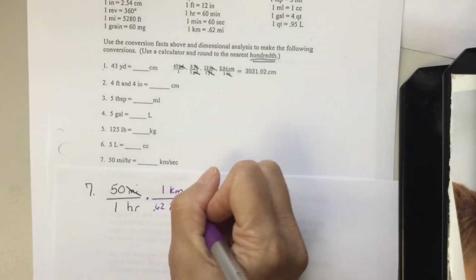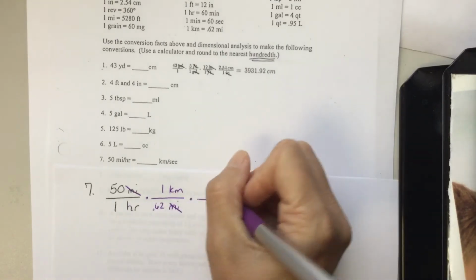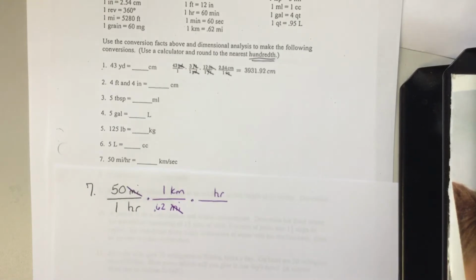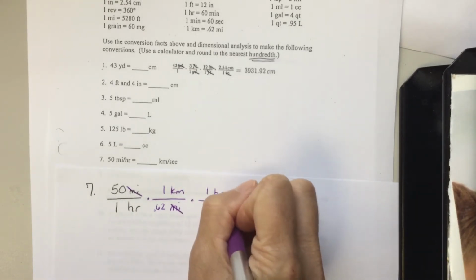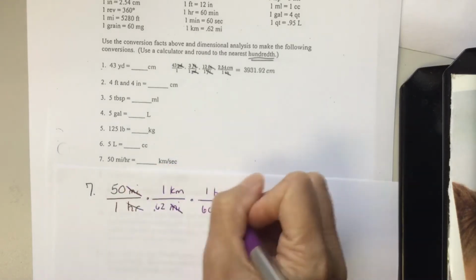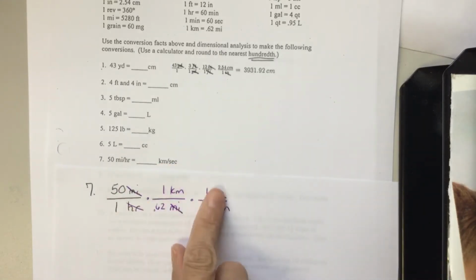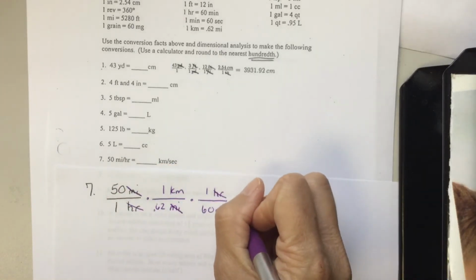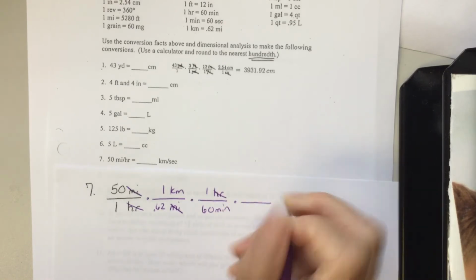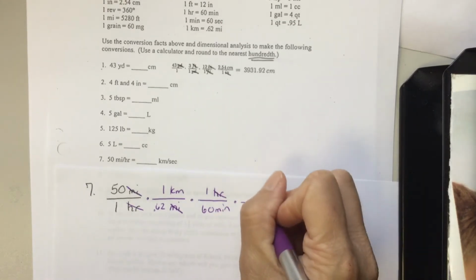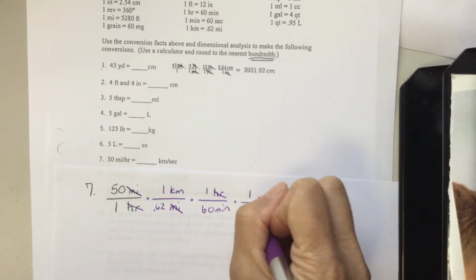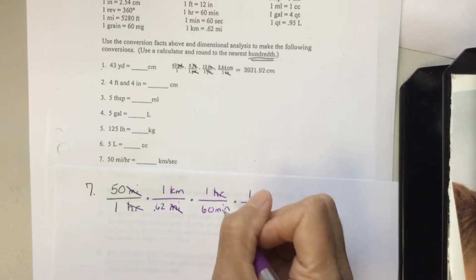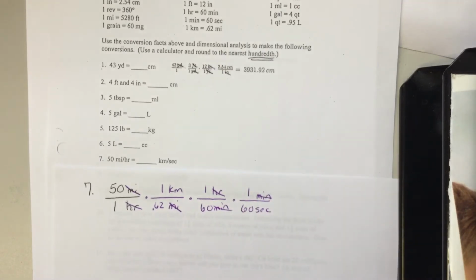Now I need the hour to go away. I need to be careful here because it's in the denominator. When I convert, it needs to go to the numerator. I know that 1 hour is equivalent to 60 minutes. So now the hours cancel, 1 in the denominator, 1 in the numerator. I'm trying to go to seconds, so since minutes is in the bottom, when I convert, it needs to go to the top. I know that 1 minute is equivalent to 60 seconds, and then my minutes cancel.